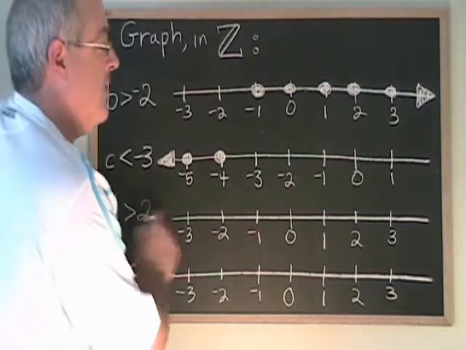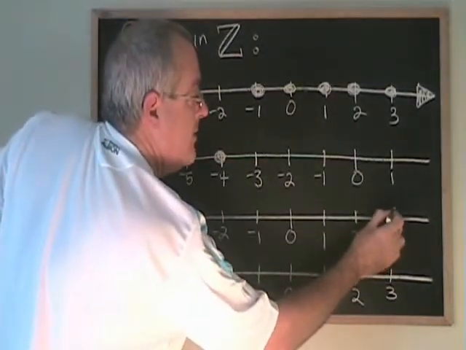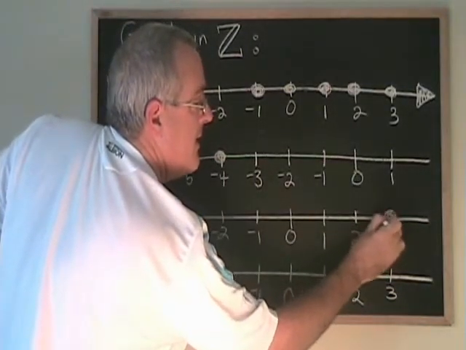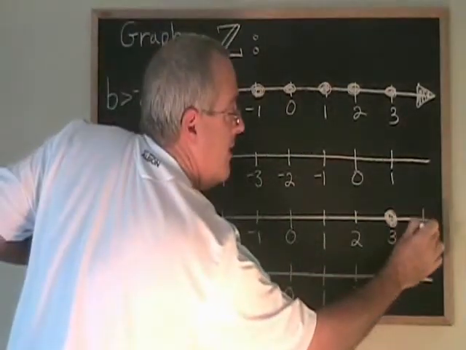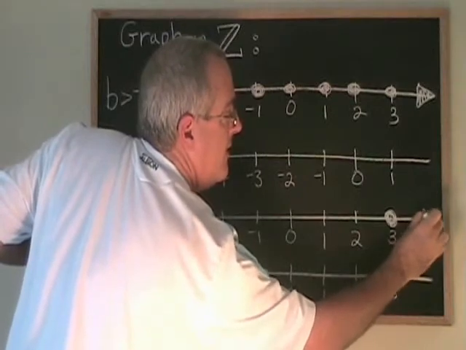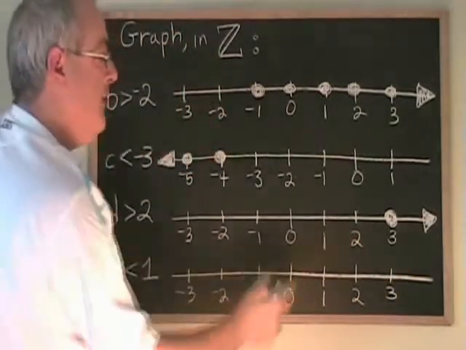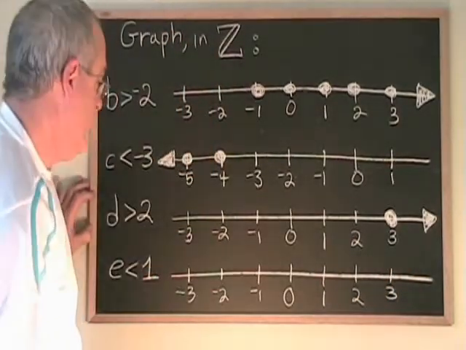d greater than 2. The integers greater than 2 are the same as the natural numbers that are greater than 2. They start with 3, and they go on in the positive direction. And 2 itself is not part of the answer, it is not greater than itself.